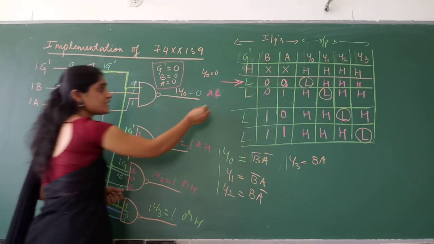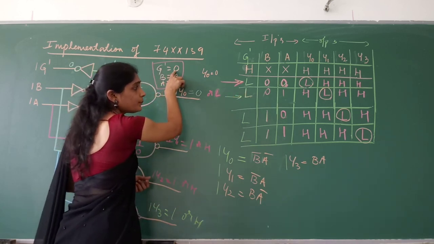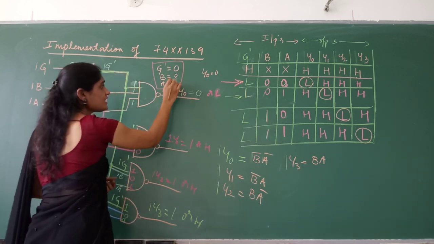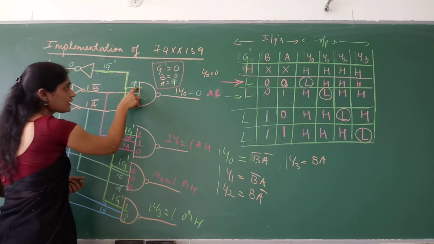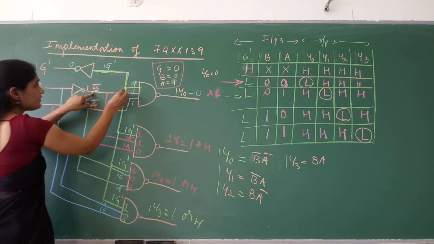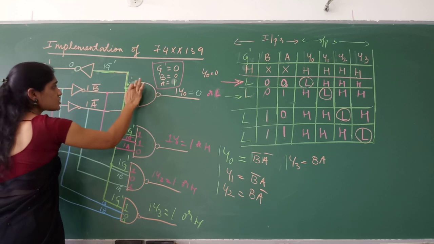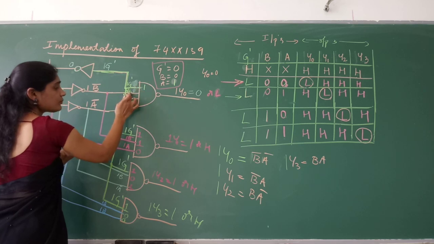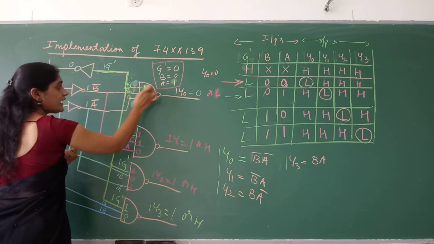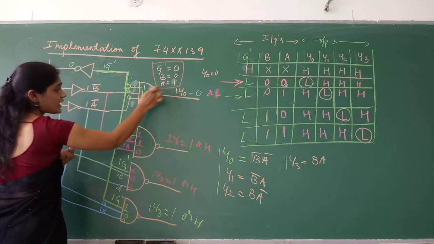Let us check the second condition here. G is 0, B is 0, A is 1. G is 0. That means here you will get 1. B is 0. What are the inputs we have? 1G dash, B bar, 1B bar, 1A bar we have. Okay. So G is 0 means here I will get 1. B is 0. Here I am giving B bar. So this is 1. A is 0, so I am giving, this is 0. Correct. A is 1. But I am giving 1A bar.